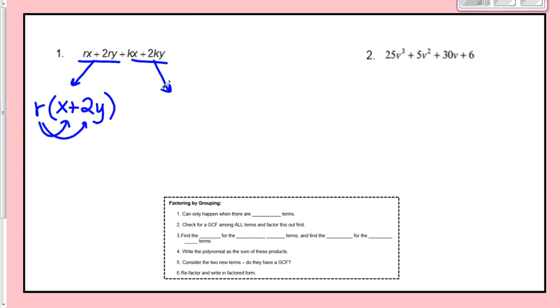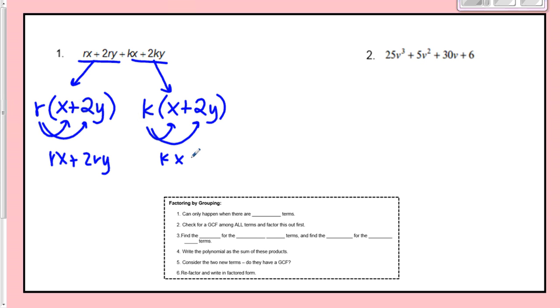Take the second tier, the last 2. Take their greatest common factor out, okay? So I've got K in common, so X plus 2Y would be left over, right? Well, I don't want to completely change this problem. And if I consider, again, multiplying this back together, I'm going to have 2 pieces. I'm going to have Rx plus 2Ry and Kx plus 2Ky. But if I look back at my problem, they were added together, right? Which means I need to have these 2 added together, which means I need a plus sign there, okay?